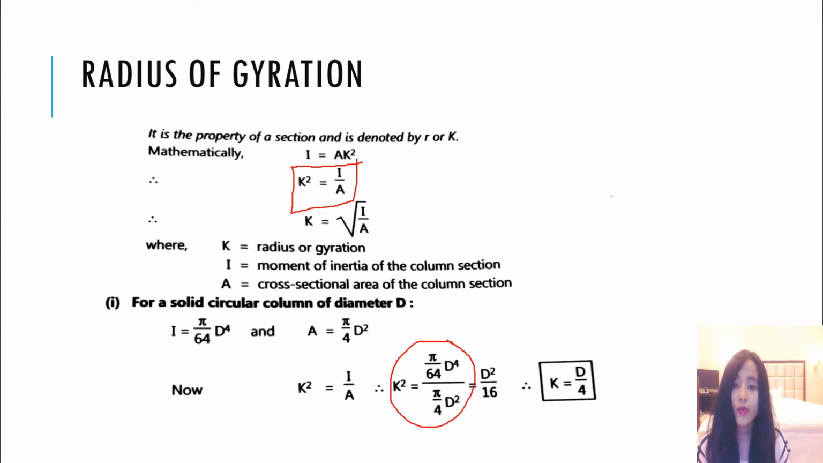you'll get this K square. यही formula पे लगा रहे हैं. So you'll get K square equals pi by 64 d to the power 4 divided by pi by 4 d square. If you cancel it, you will finally get d square by 16. Now दोनों side पे square है, so if you remove this square, this will be under root. After removing this root, d square को root से बाहर निकाला तो it will be d only, and square root of 16 will be 4. So K will be equal to d by 4. This is the radius of gyration for a solid circular section.